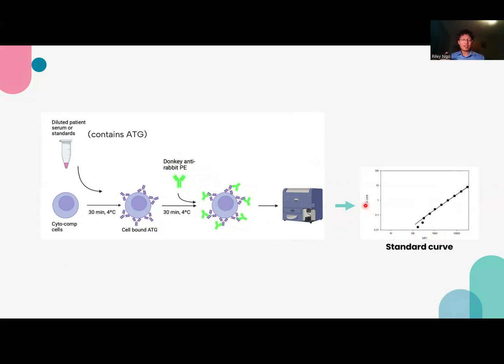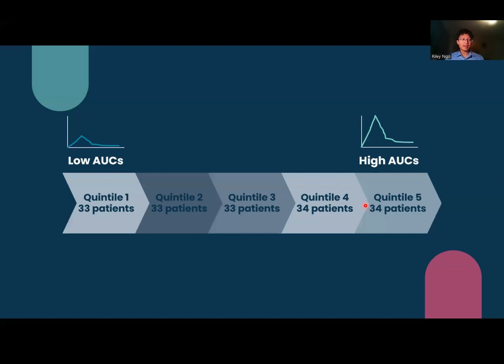We use the ATG concentration at each time point to generate a concentration time curve. From these concentration time curves, we can measure the AUC, or as we recall, the area under the curve, and how quickly ATG is cleared. We then divided our 167 patients into 5 quintile groups according to AUC. So this just means that the 33 patients with the lowest AUCs were in quintile 1, the next 33 lowest were in quintile 2, so on and so forth.